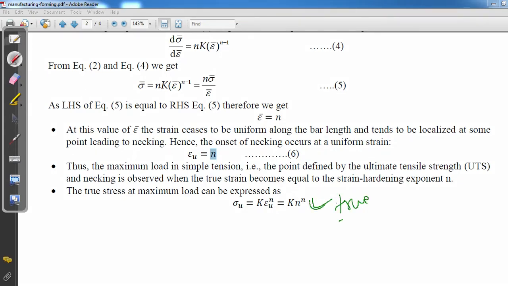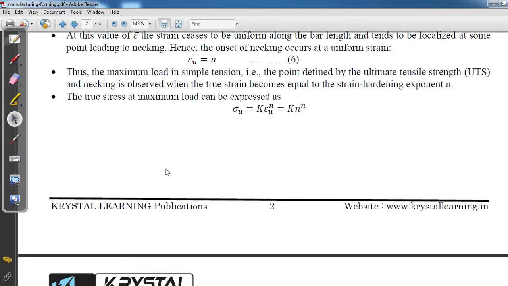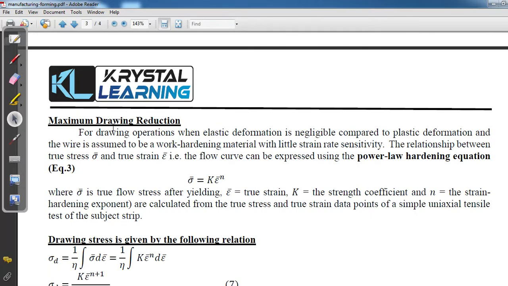You can find this in every book which you read. Okay, so now let's move ahead. Now it is saying maximum drawing reduction. In drawing we get maximum plastic deformation and very negligible elastic deformation, and a power law hardening equation is given, that is the true stress and true strain relation: sigma bar equals k times epsilon bar to the power n, where sigma bar is true flow stress after yielding, epsilon bar is true strain, k is the strength coefficient, and n is the strain hardening exponent.